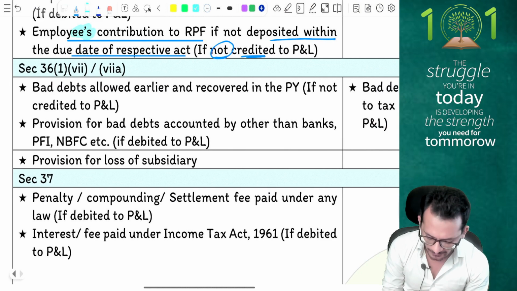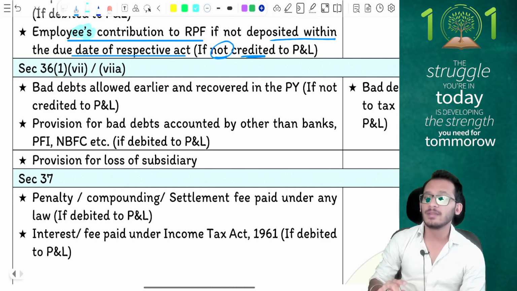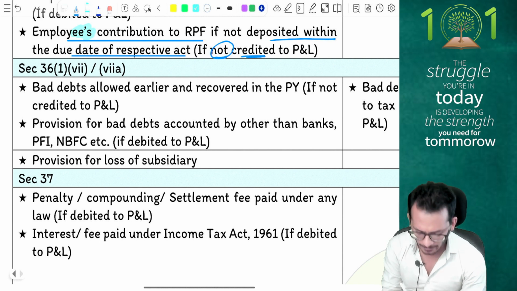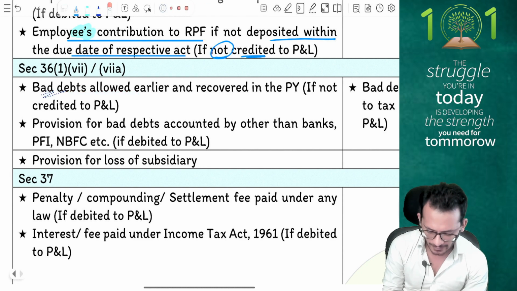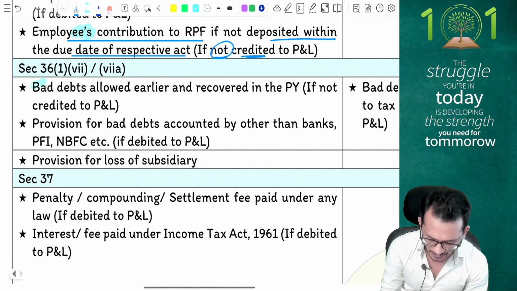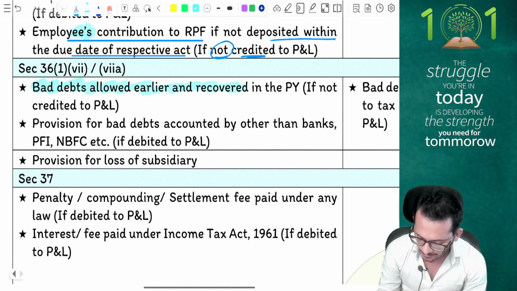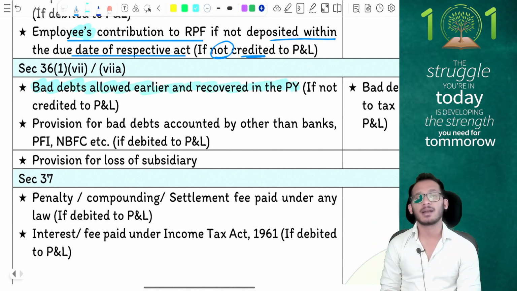Great. Then comes section 36(1)(vii) and 36(1)(vii)A, which talks about bad debts. Income tax says if you have any bad debts which you have shown in the P&L, and then later on have recovered these bad debts, then whatever bad debts were allowed earlier and are recovered in the previous year will be taxable in the current year.